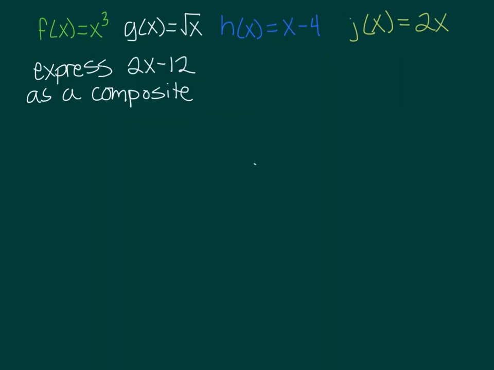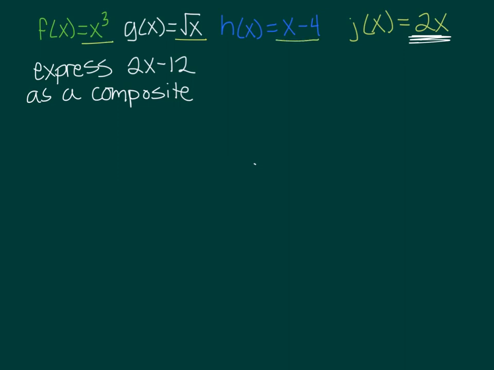Let's try another one. Same f, g, h, and j, but now let's make 2x minus 12. All right, we're going to make 2x minus 12. So this one's a little harder. You have to think, all right, I need a 2, so I'm probably going to need the j. And then I need the x minus 12. But if I put in, let's say, this, I'm going to have a square root. I don't have any of those. I don't have any cubes.